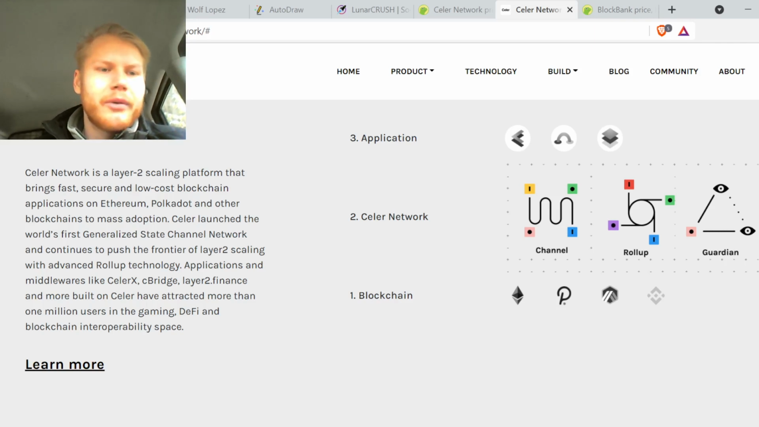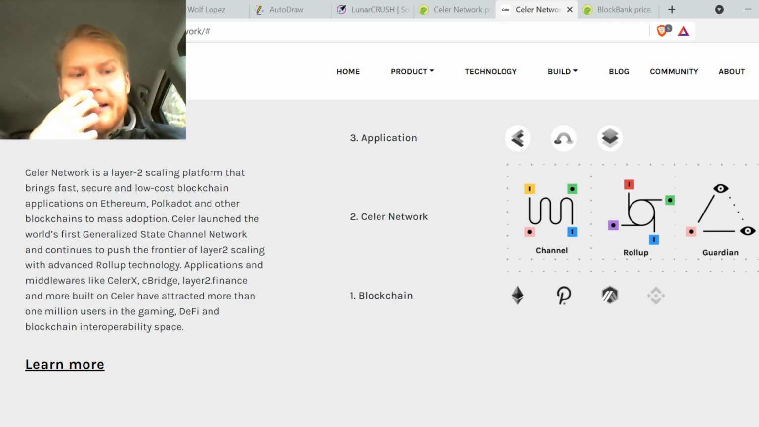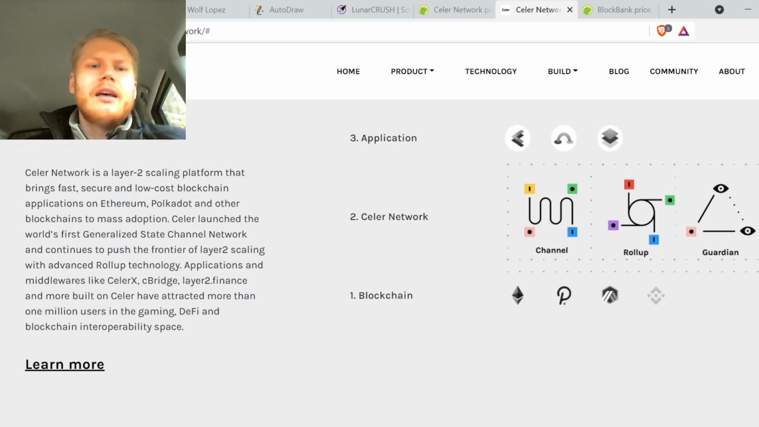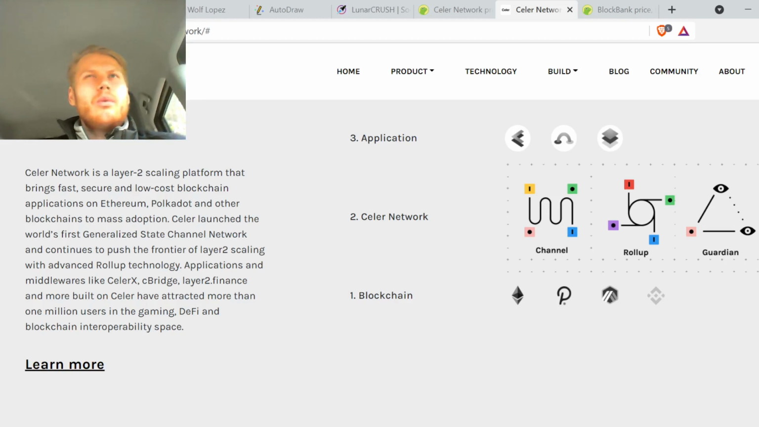Celer launched the world's first centralized state channel network and continues to push the frontier of layer two scaling with advanced roll-up technology. I don't believe the roll-ups and scale-ups like these ZK snarks are the future, simply because it's more moving parts. Of course you can do it, but with these layer one solutions, I just don't believe it myself, because it's making it way too complicated.